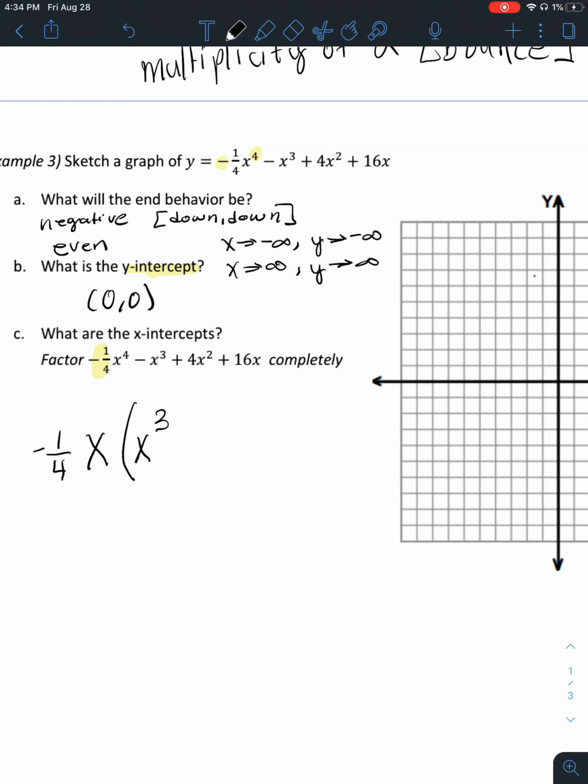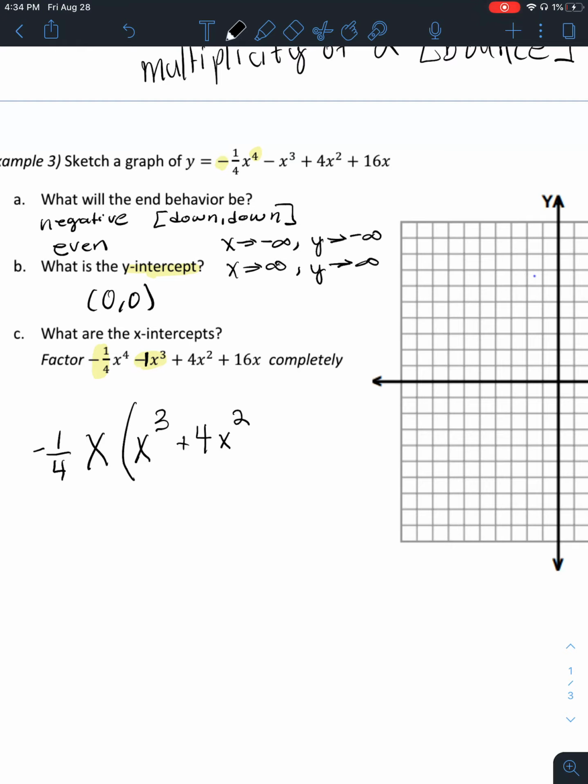That's not bad. But this next one will take a little bit more thinking. Negative 1/4 x times what is going to give me negative x cubed. Remember that there's technically a 1 there. So negative 1/4 times what number gives me 1? I hope that you see that's a positive 4. So negative 1/4 times 4 gives you negative 1. So that's why I'm going to put a 4x squared.